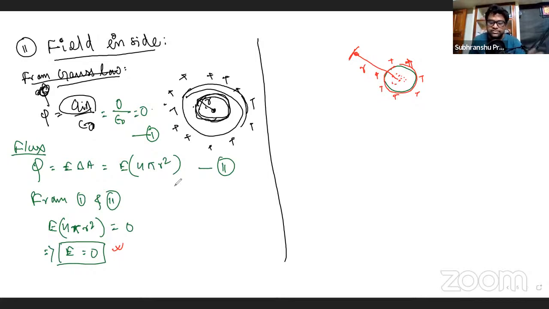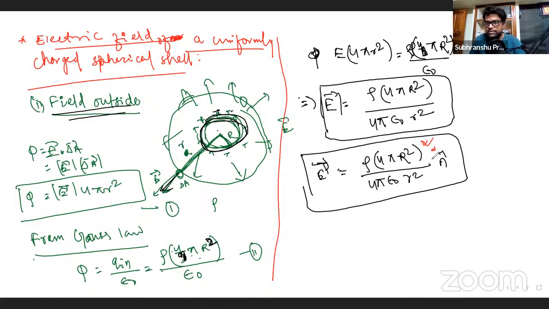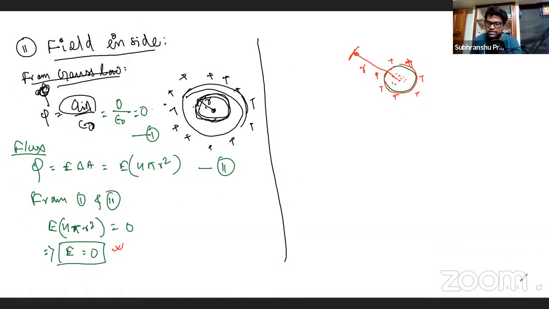One more question comes, an MCQ type question also comes: what is the field inside the spherical cell? It's 0. What is the field outside the spherical cell? A numerical may come, so using this formula you can find out the field outside a charged spherical cell. These three are the applications of Gauss law.